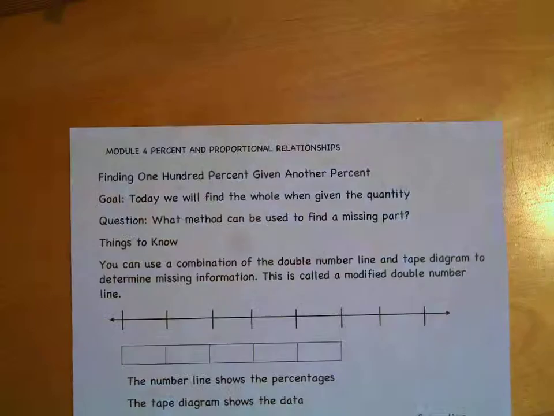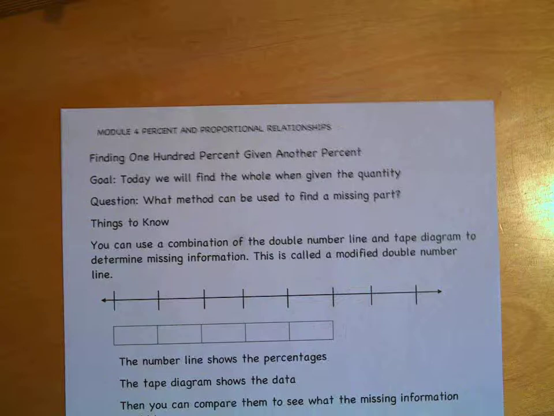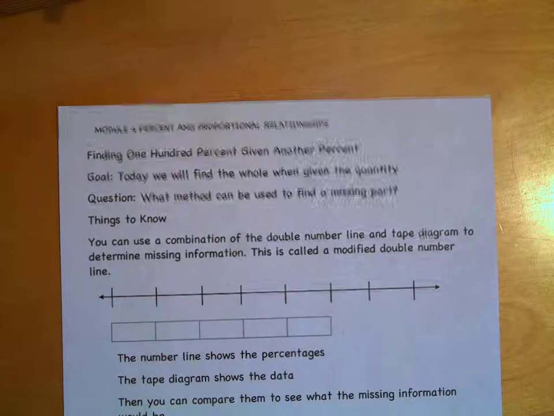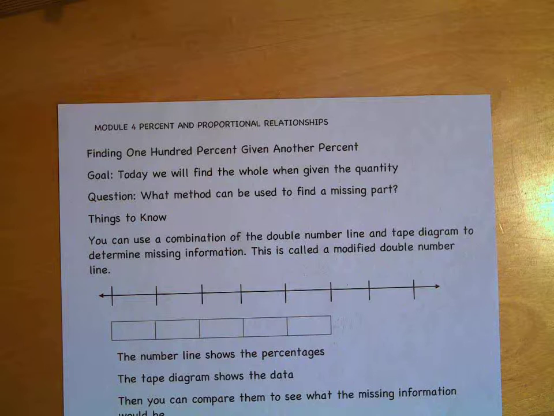All right? So let's go back to our goal. Our goal for today: we will find the whole when given the quantity. That's exactly what we did because the missing part was the whole. What method can be used to find the missing part? Well, for me, as you just saw, the method that I love the most is the combination of a double number line with a tape diagram. So it's called a modified double number line.